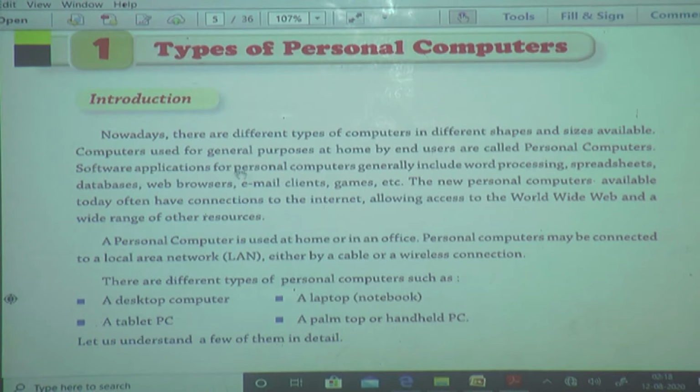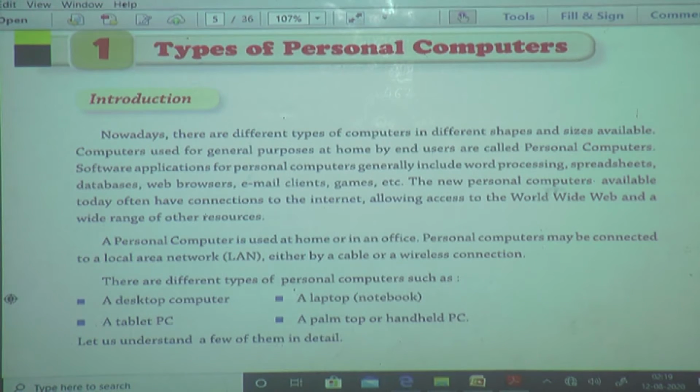Software applications for personal computers generally include word processing, spreadsheet, database, web browser, email clients, games, etc. Which type of software is available in a personal computer? Word processing, spreadsheet, database, web browser, email client and games. These types of software are available in the personal computer.